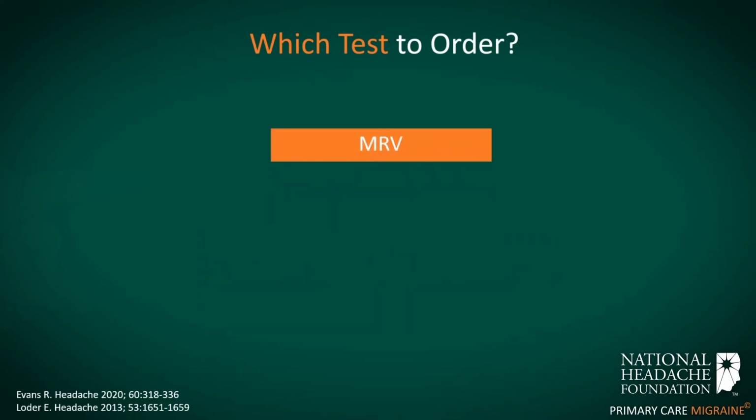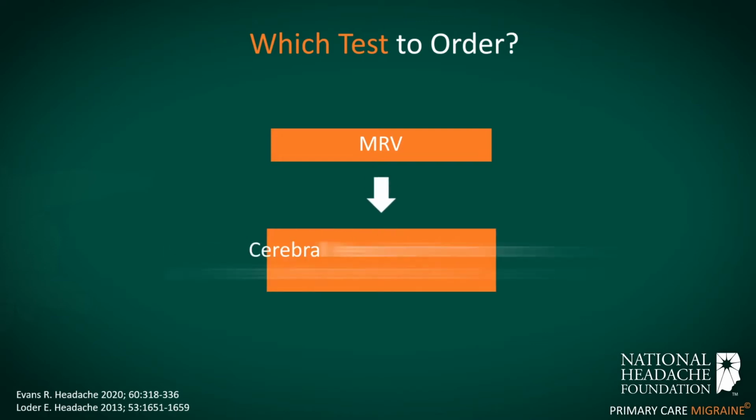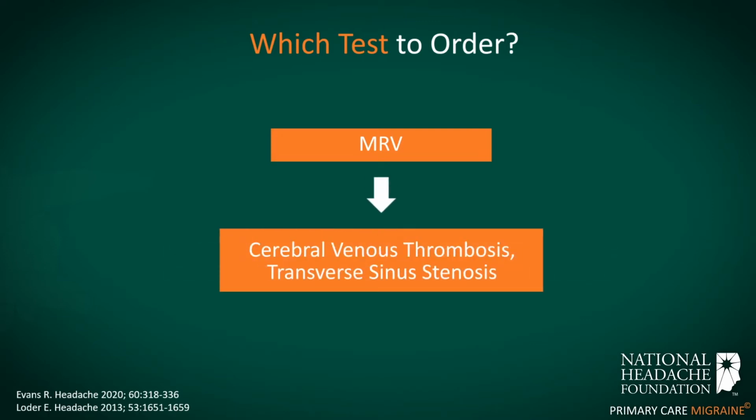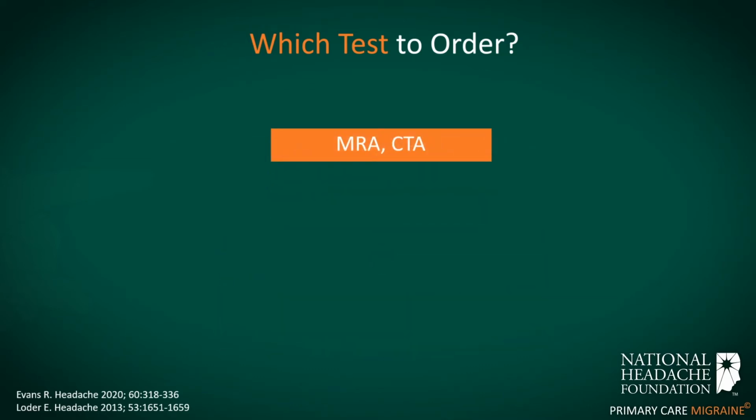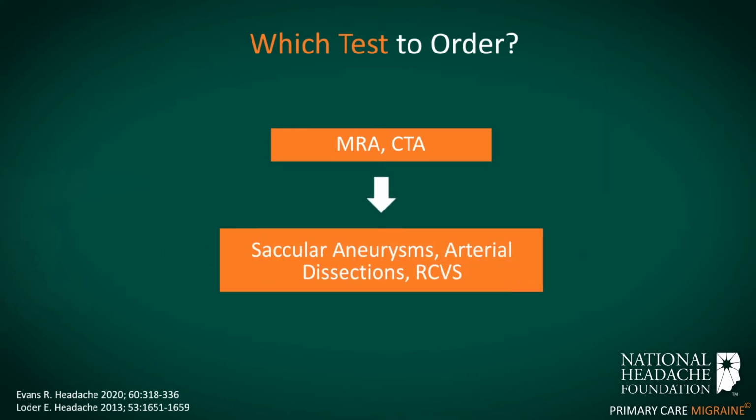An MRV is used for diseases involving the dural sinuses. It can be used to rule out dural venous thrombosis or to identify stenosis of the transverse sinuses that can be encountered in idiopathic intracranial hypertension. And then finally, if you're worried about saccular aneurysms or arterial dissections or a disorder called reversible cerebral vasoconstriction syndrome, which we'll talk about, then an MRA or CTA or even sometimes a digital subtraction angiogram would be indicated.